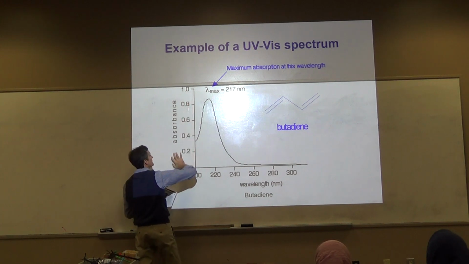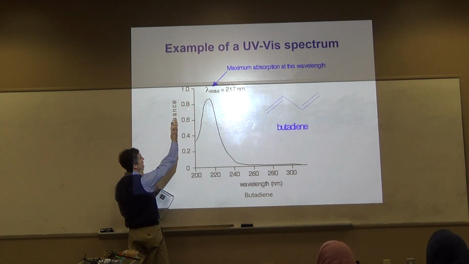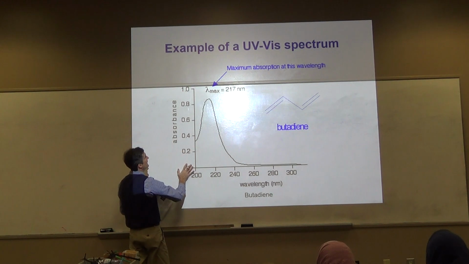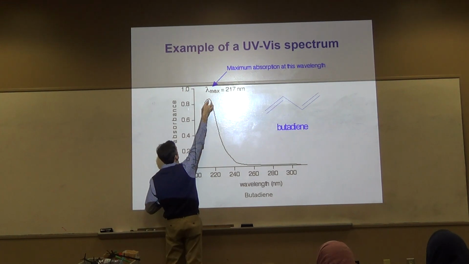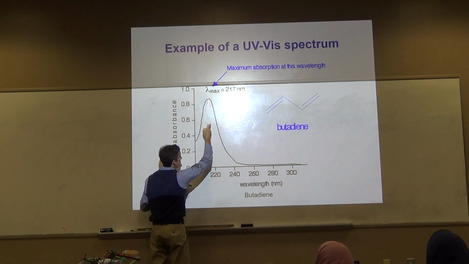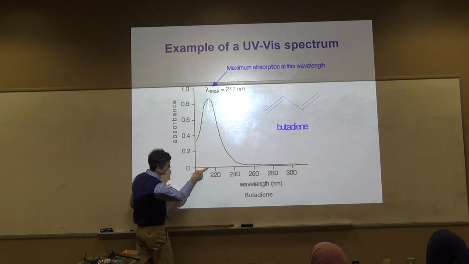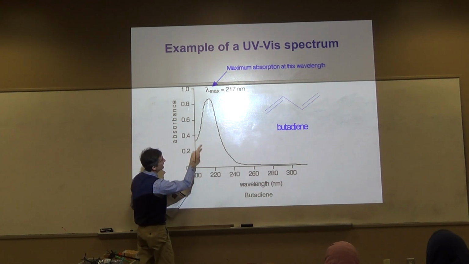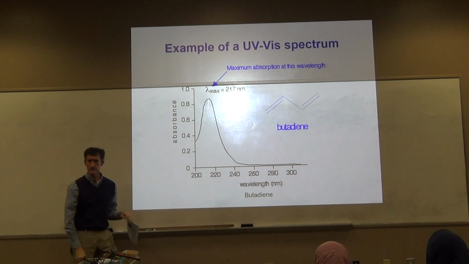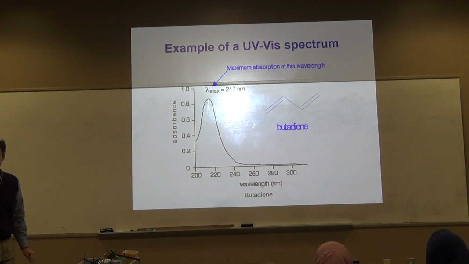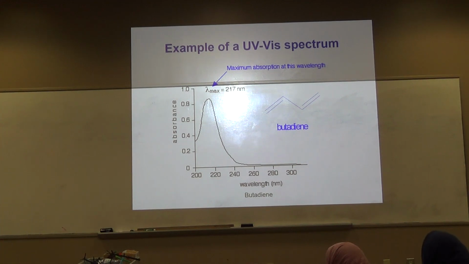Okay. This could be some type of arbitrary number, like 0 to 100 or 0 to 1. It's basically relative. This is the highest absorption, and it occurs where? Right here, which is about what? 217. About 217 nanometers. And that can become a physical constant for butadiene. The maximum absorbance is at 217 nanometers. Just like the boiling point is a physical constant, the density, the Lambda Max in the UV-Vis.